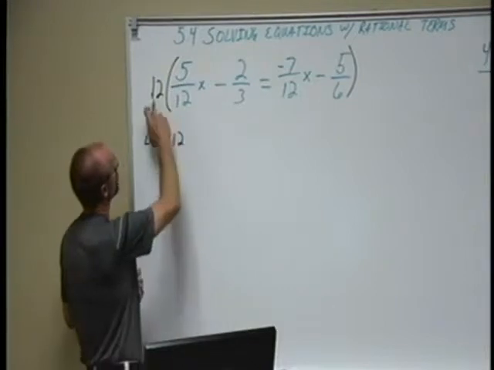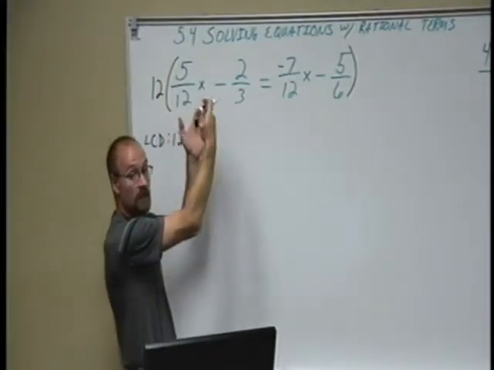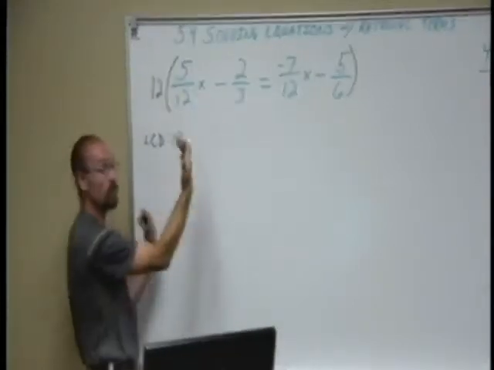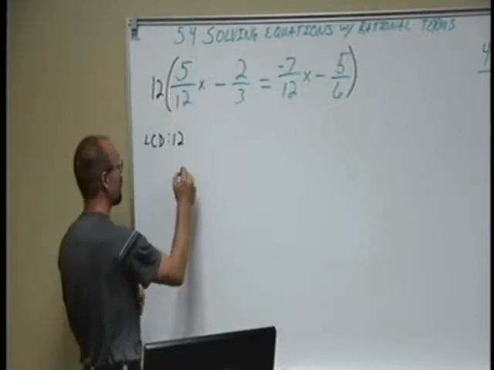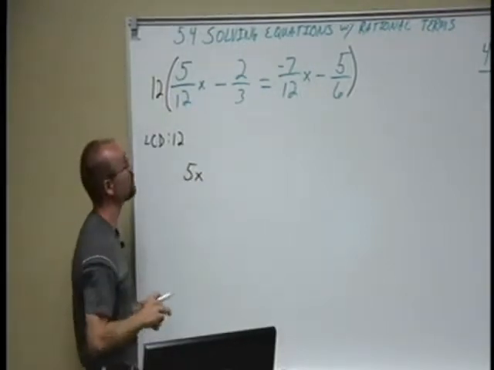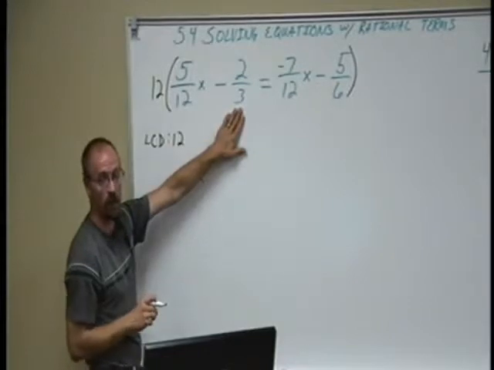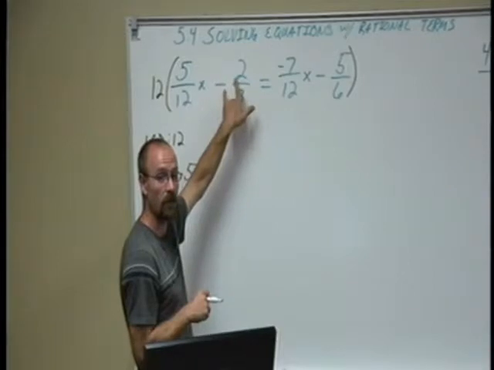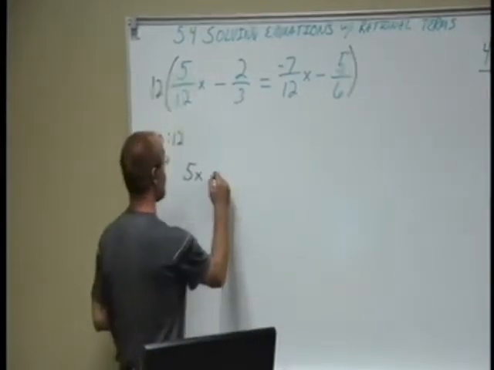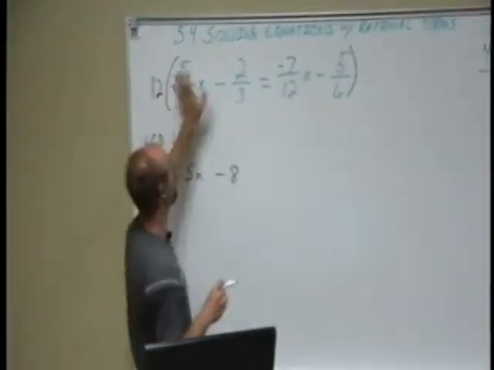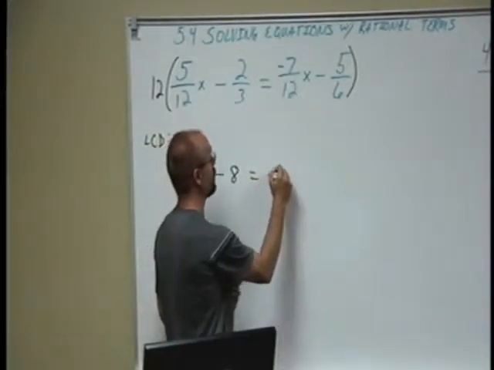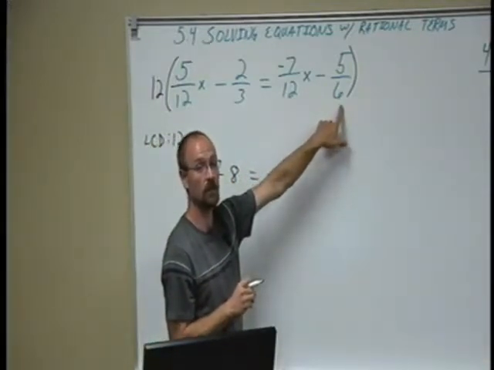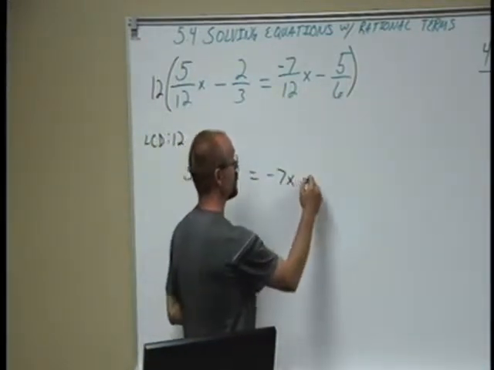Now there's two ways to do it. I could go 12 times 5 to give me 60 divided by 12 is 5, or I could do the division first. 12 over 12 is 1. It simplifies to 1. 1 times 5x is just 5x. Now I'm going to distribute it to the next term, and I'm going to do that division first. 12 divided by 3 is 4. 4 times negative 2 is negative 8. 12 times this term, the 12 simplifies to 1, negative 7x. 12 times the last term, 12 divided by 6 is 2. 2 times this quantity is negative 10.